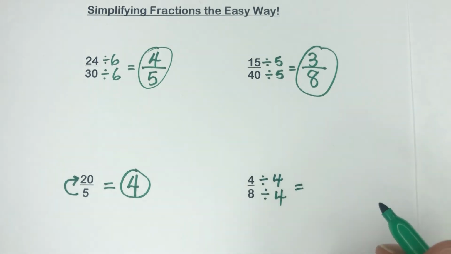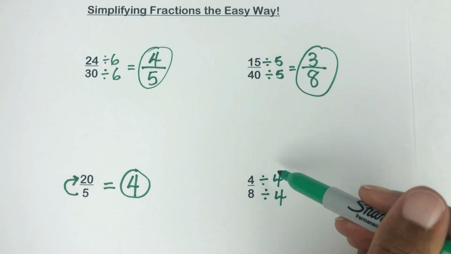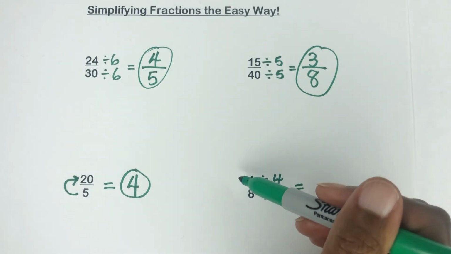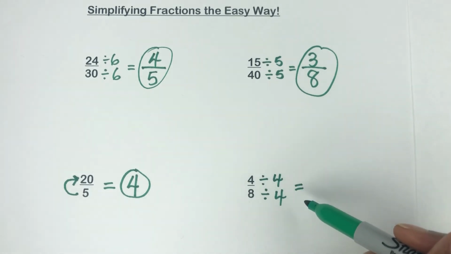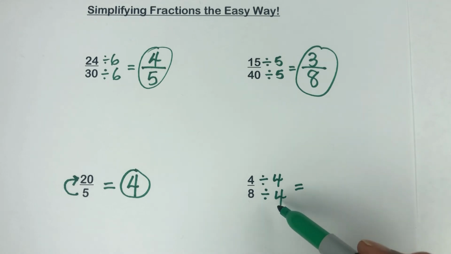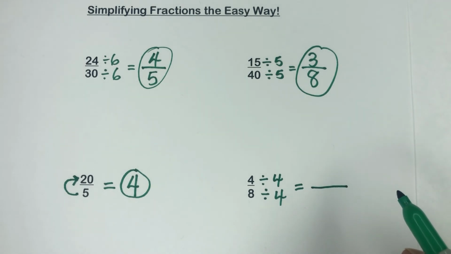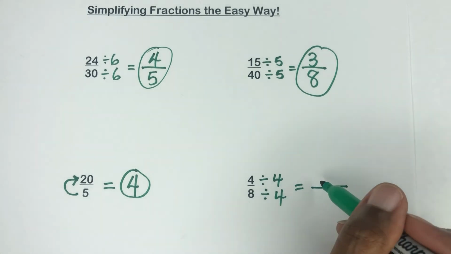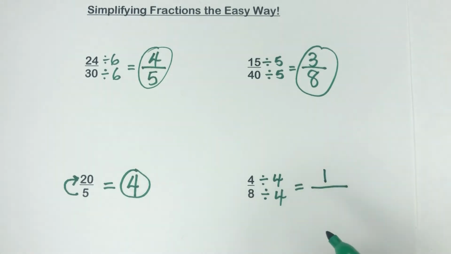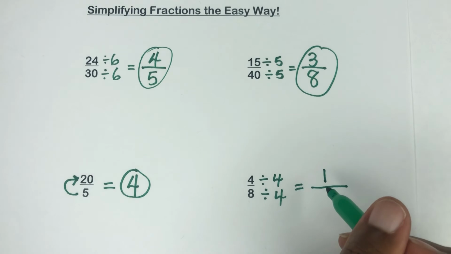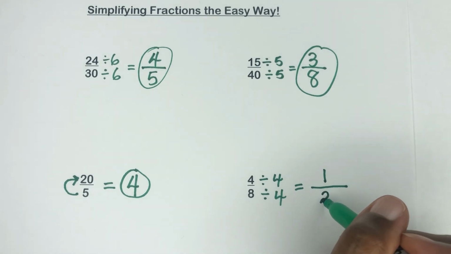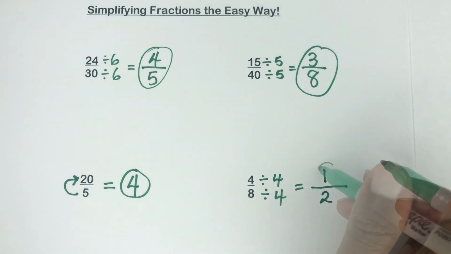And what answer would we get here? 4 divided by 4 is what, or what times 4 is 4? 8 divided by 4 is what, or what times 4 is 8? Division and multiplication are in the same family. So 4 divided by 4 is 1, because 1 times 4 is 4. 8 divided by 4 is what? 2, because 2 times 4 is 8. So knowing your multiplication tables is the real key to simplifying your fractions.